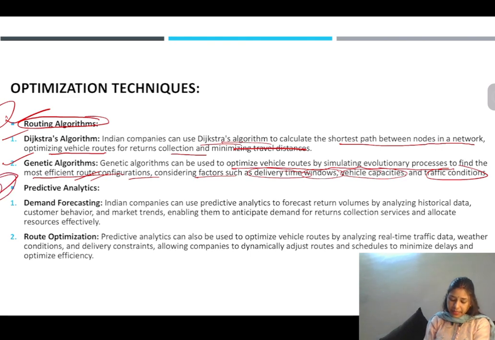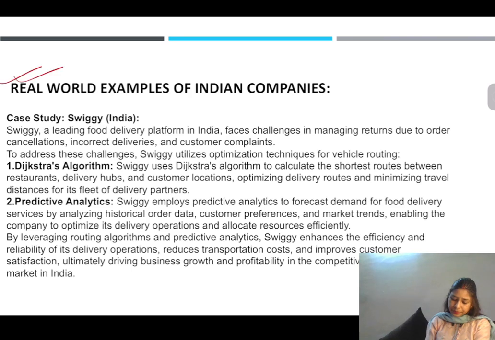The second is predictive analytics. Predictive analytics means using demand forecasting and using route optimization. Again, I have used the real world example of Swiggy. Basically this algorithm is being used by Swiggy to calculate the shortest route between the delivery hubs, and they are also using predictive analytics.